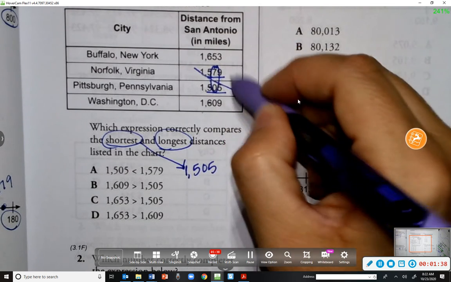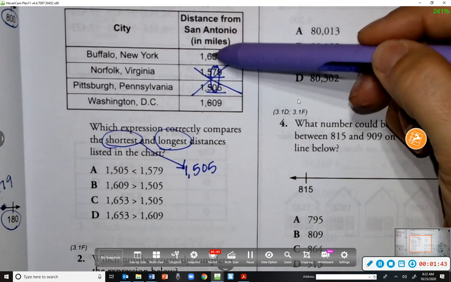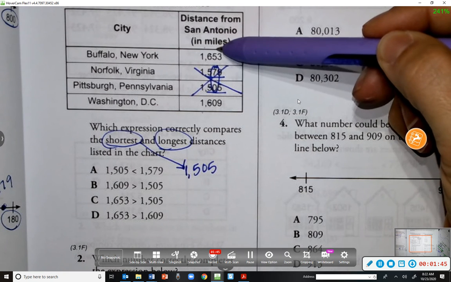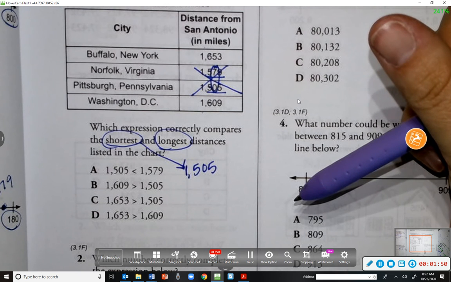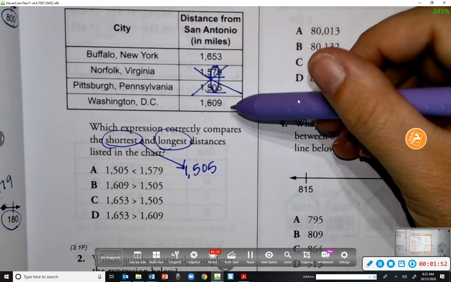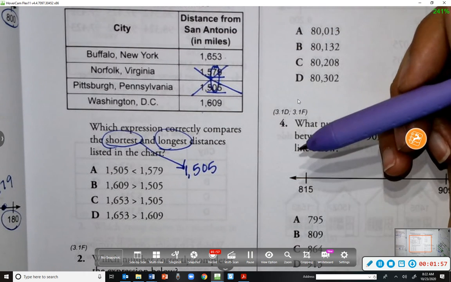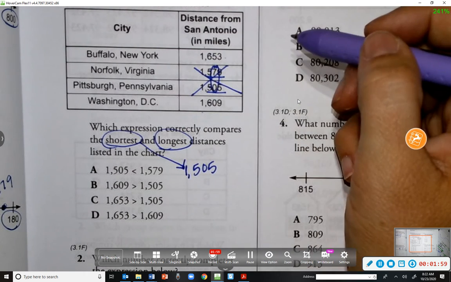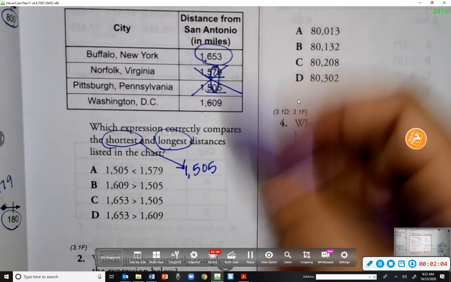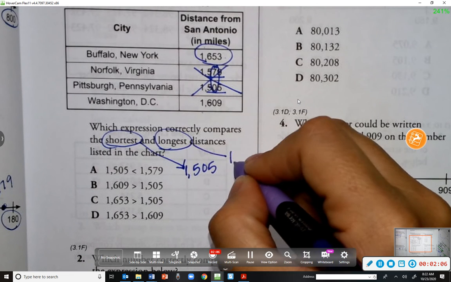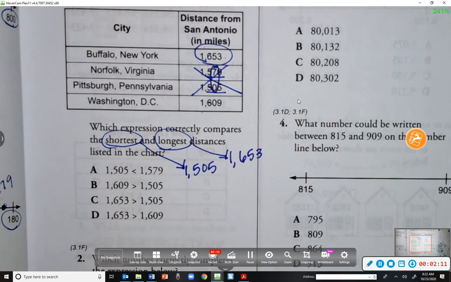So we know we can't look at these two in the middle anymore. We're just comparing the top and the bottom. So the 6s are the same. We go to the tens place. Which one would be the longest? 1,609 or 1,653? 1,609. The longest. So 1,653 would be the longest distance. Okay, so those are the numbers we're comparing.